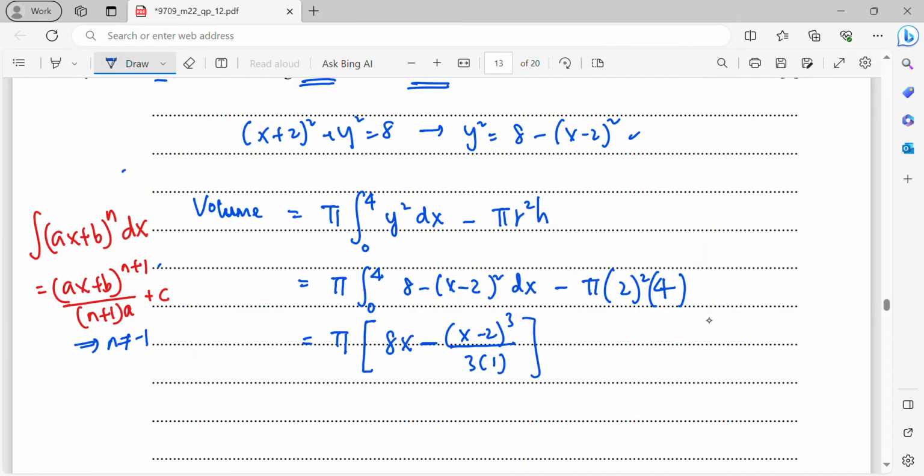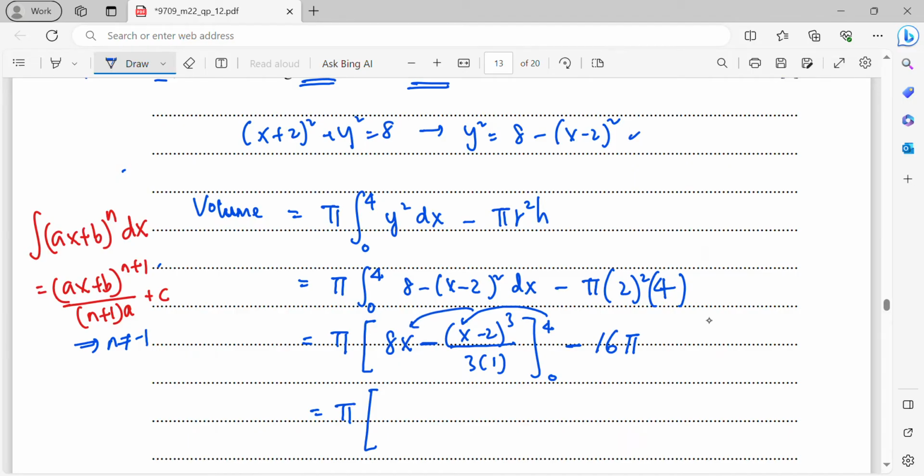Because the 1 comes from the x. Alright, so the limits are from 0 to 4. Then minus 2 squared is 4. 4 times 4 is 16. So I have to minus 16 pi later on. So now I will replace the x by 4 first.